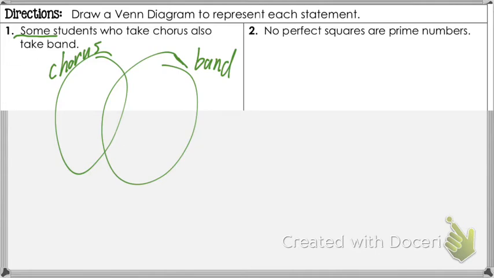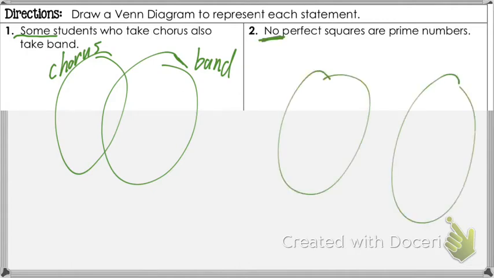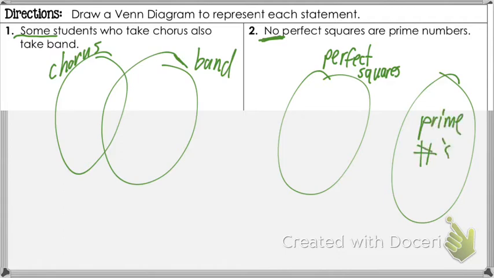Second one, no perfect squares are prime numbers. Once again, no is our key word there, so they're going to be separate circles. First one would be our perfect squares. Second one would be prime numbers. And if you want to write it inside the circle, you definitely can when you have room. Probably I could have written the first one inside the circle as well. So they're completely separate. Perfect squares and prime numbers, you can be one or the other, but you can't be both.